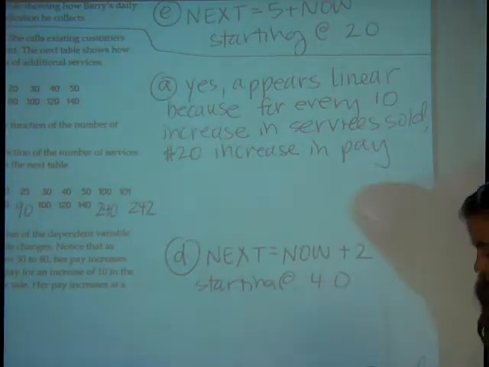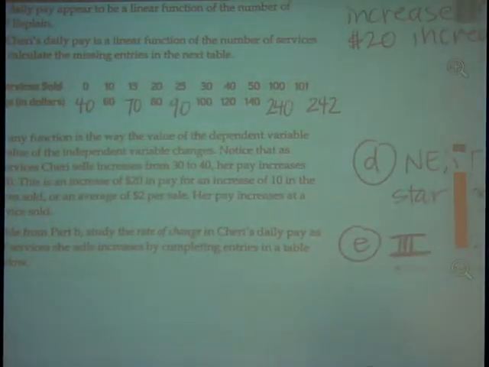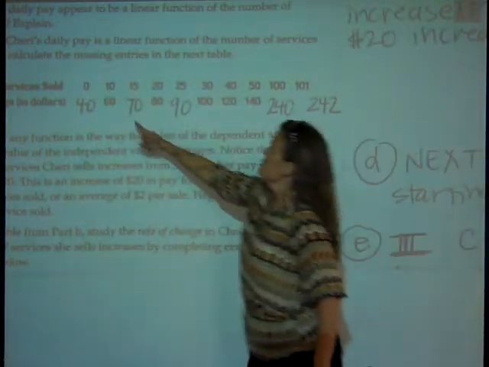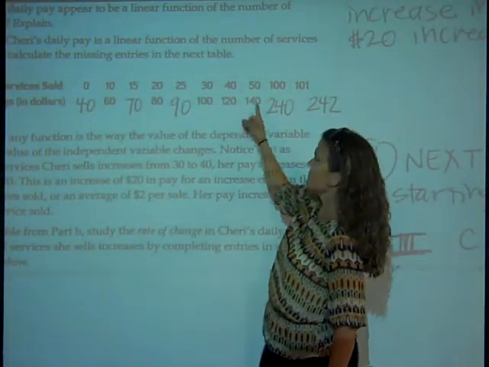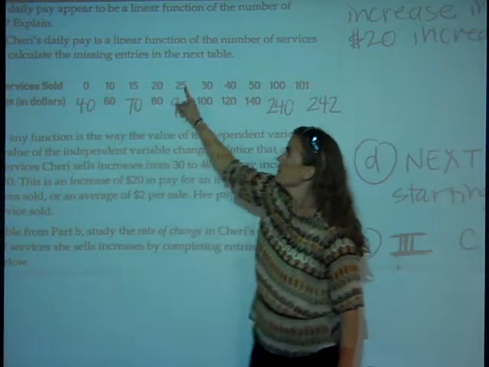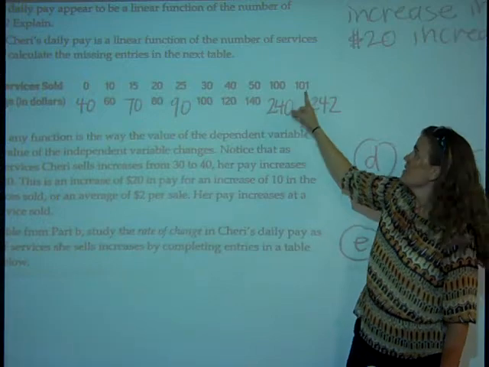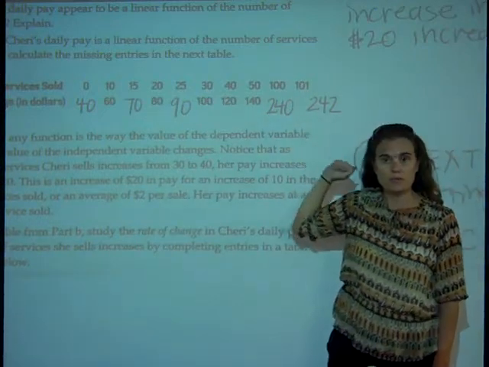But the correct answers for the table on B, let's see if I can make this a little bit bigger. You should have had those values. So you had the 60, 80, 100, 120, 140. The ones that went in between: 0 should have been 40, 15 at 70, 25 is 90, 100 should have been 240, and 101 should have been 242.